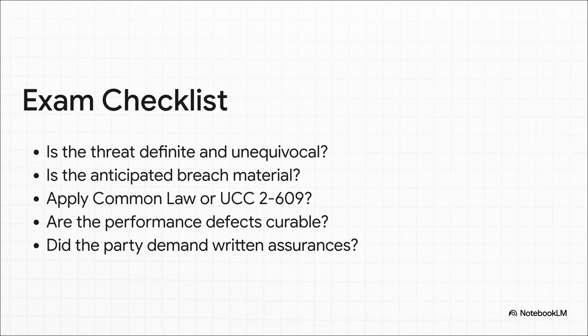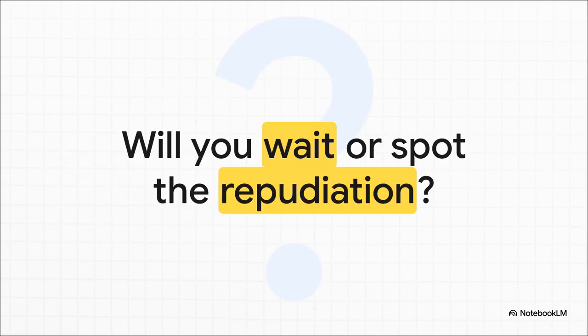Fourth, if someone is rejecting performance, are the defects curable, like the fence in Cohen? If they are, they've got to tender performance first. And finally, if it's a gray area, did the aggrieved party demand adequate assurances properly before pulling the plug? If you systematically apply this checklist, you won't fall into the traps that caught the buyers in Cohen or the attorney in Drake. You now have the exact tools to analyze pre-performance issues like a seasoned pro.